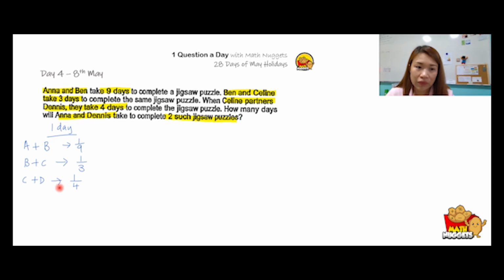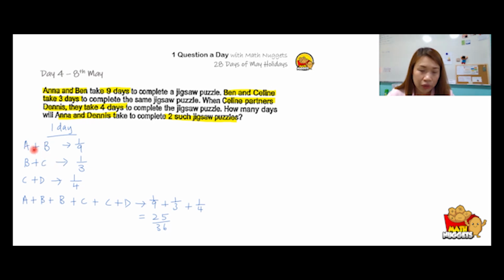Okay, so the question wants us to find A plus D. So what I'm going to do now is find A plus B plus B plus C plus C plus D. I'm basically going to add all of them up. So I'm going to take 1/9 plus 1/3 plus 1/4. I get 25 out of 36.